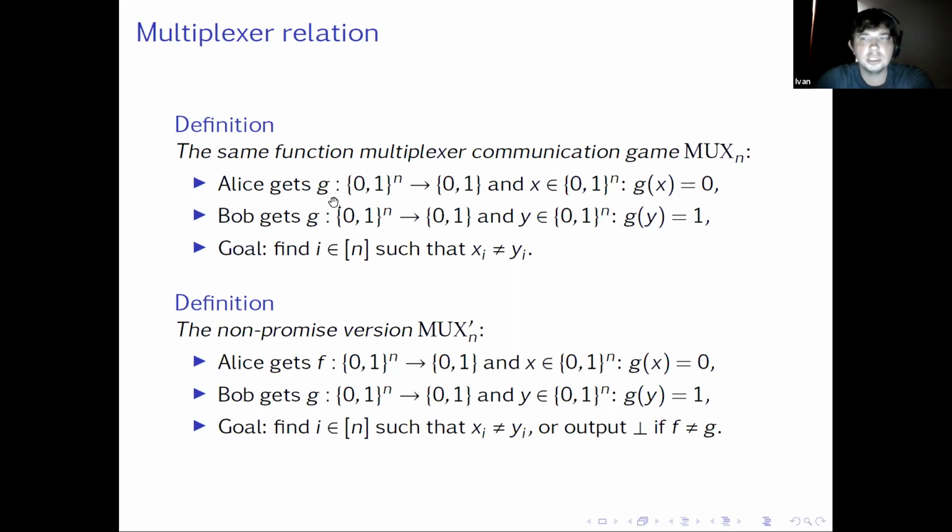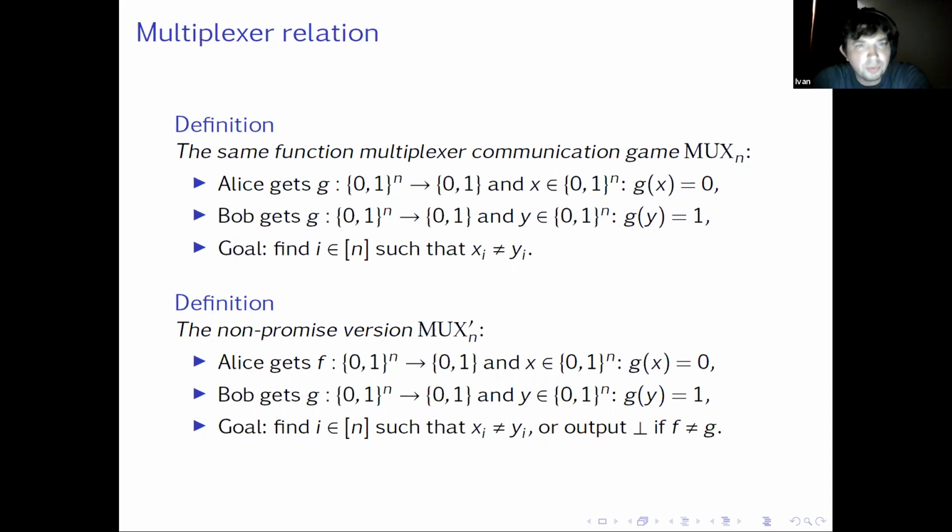Alice can just take her input and start the protocol for G, right? And Bob will also start the communication protocol for G, and they will execute it. If G had a small protocol, then they will find the bit of difference, and that would be the answer for the game. And if for every G we had a small protocol, we would have a small protocol for the multiplexer. That means that if the multiplexer doesn't have a small protocol, then there exists a hard function.